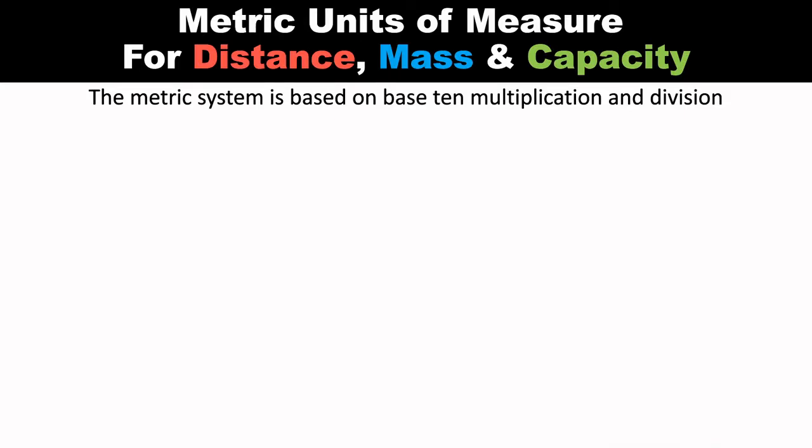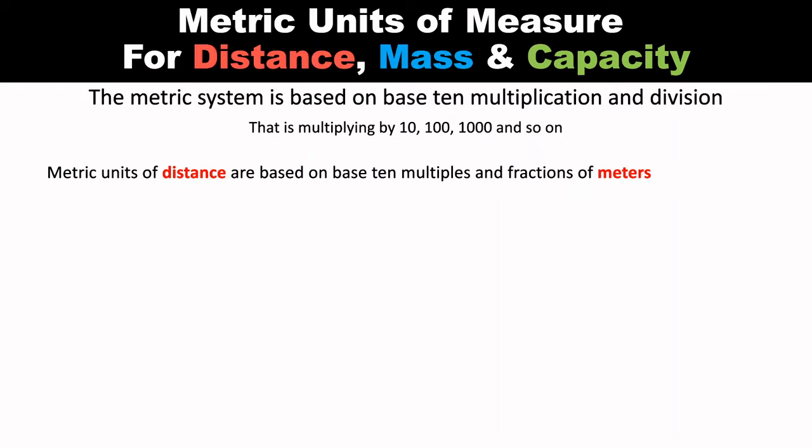First of all, you should know that metric units of measure for distance, mass, and capacity are all based on base 10 multiplication and division. Now, we've already covered how we multiply and divide by base 10 numbers. That's simply multiplying and dividing by tens, hundreds, thousands, and so on. If you need some lessons on that, I'll link them down in the description box for you below as well.